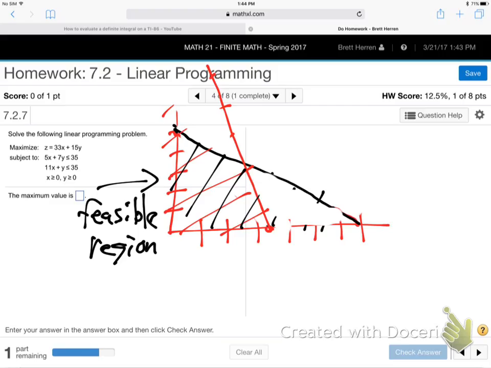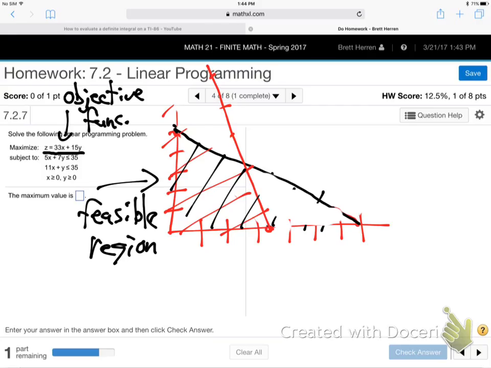Now, last thing we have to do is we have to max. Notice they said maximize that thing right there, which is called the objective function. That's our objective. That's in a real life word problem, which hopefully we'll get to today. That is your objective. You're trying to make the biggest profit or the lowest cost, or it's usually one of those two. That's your objective.